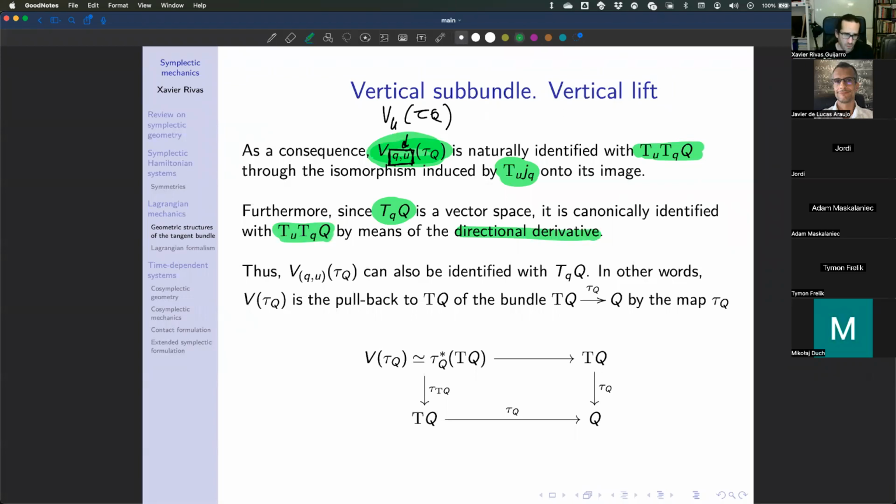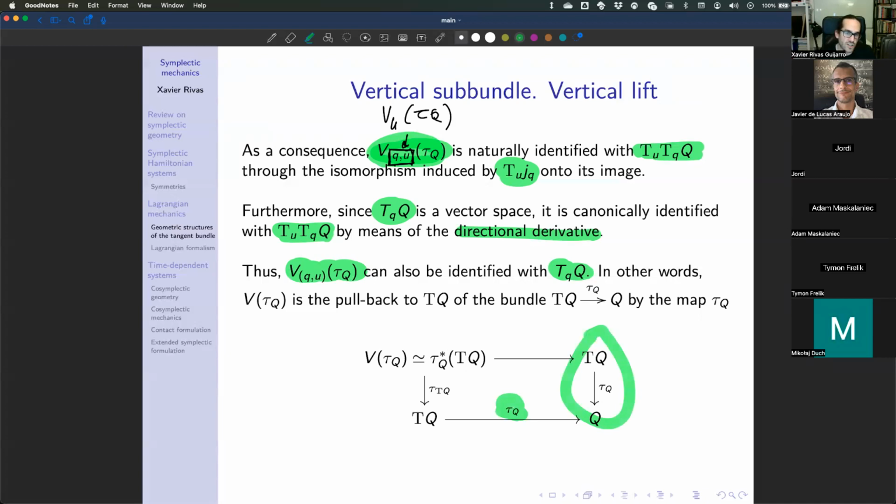With the directional derivative, you can identify a vector space with the tangent space at any point of that vector space. So we can identify this vertical subspace with a fiber of the tangent bundle of the original manifold Q. In other words, another definition of the vertical subbundle is just the pullback bundle of this with this map.